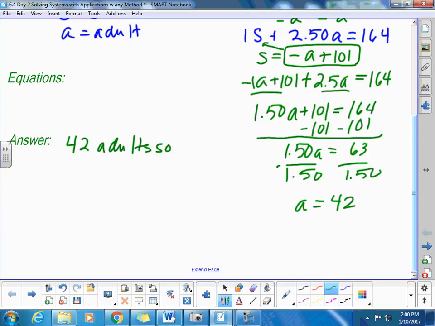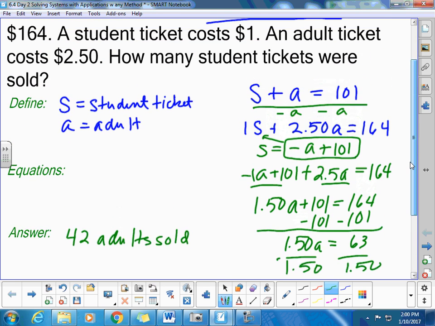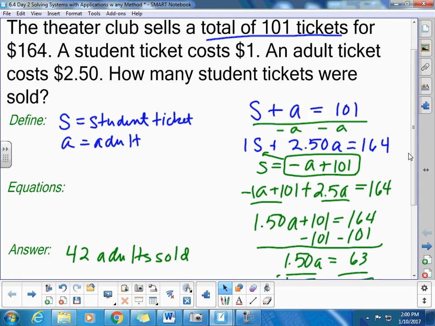And I don't think that's what they ask. I think they want to know how many children's, but we can plug that 42 into this equation right here because it says students plus adults. Instead of adults, I'm going to put 42 equals 101. So to solve that, I take 101 and I subtract 42, and I get there were 59 children's tickets sold.